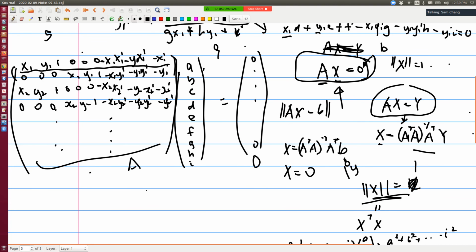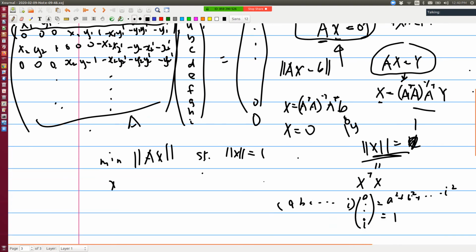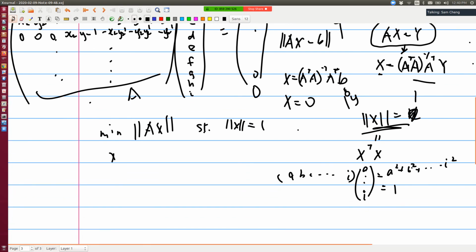Okay, so for this, I'm trying to minimize this. So I change my problem a little bit. I try to minimize Ax here. So I want this to be 0, right? So I just try to minimize that, but I have a constraint that the norm of x is equal to 1. So you have many ways to solve that. The standard way is using the Lagrange multiplier and so on. But I will just give you an intuitive way.